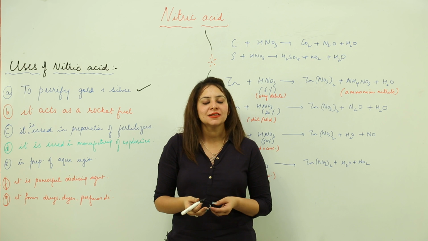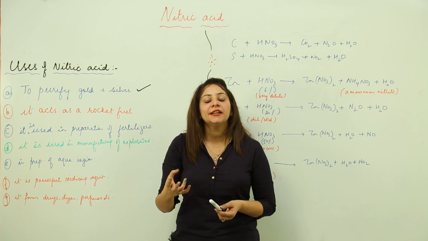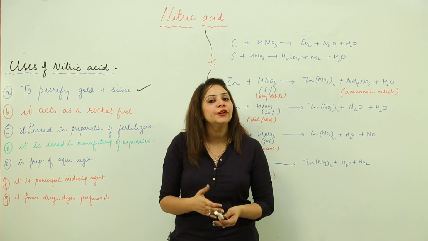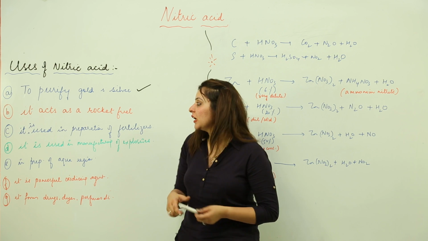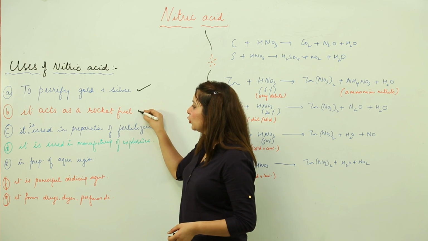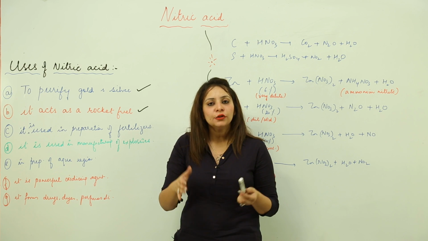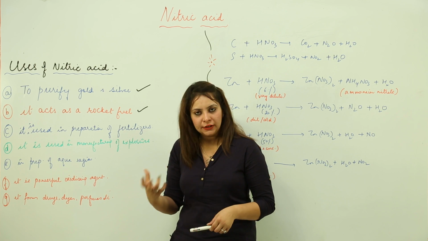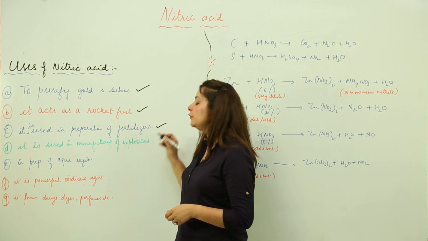As I told you, it has a property that it can even dissolve the noble metals. That means it is useful in removing impurities, and in doing that it purifies gold and silver. Second, it acts as a rocket fuel which is used in spacecrafts. On burning, it produces the required energy.